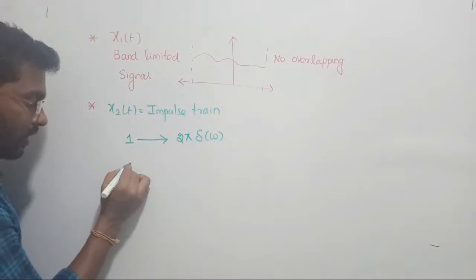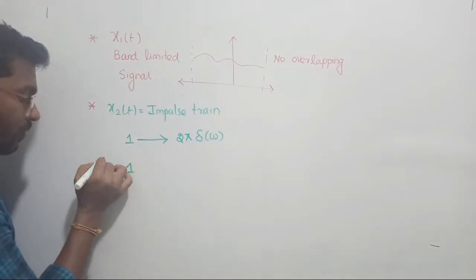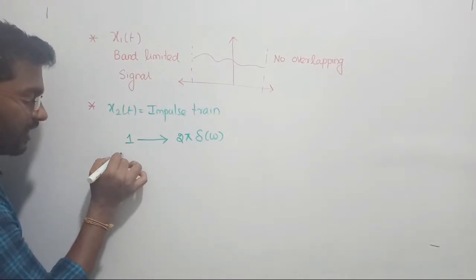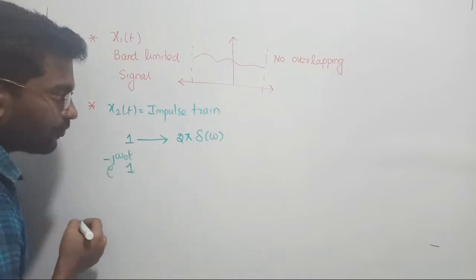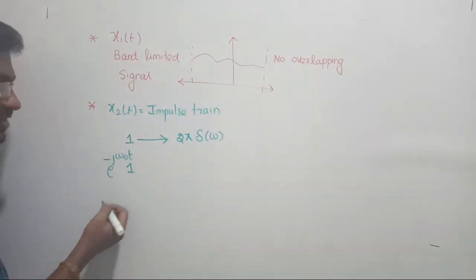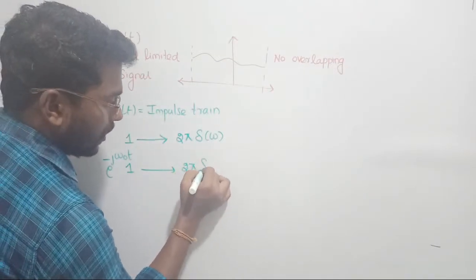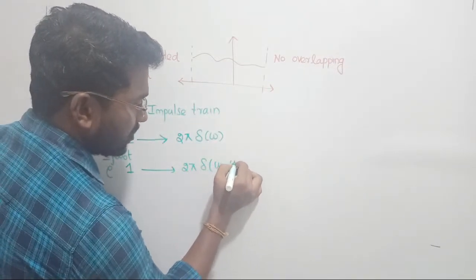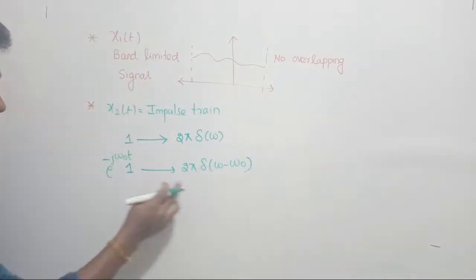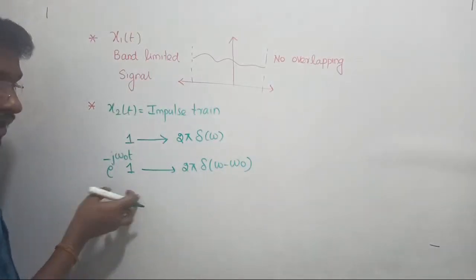Let us see. I am taking this one and multiplying it by e power minus j omega naught t. I am selecting the first frequency, such that this function will become 2 pi into del of omega minus omega naught. That is called frequency shifting. I hope you all remember.